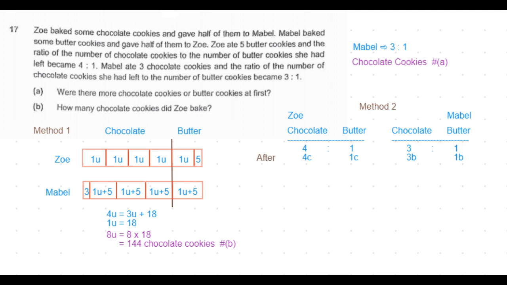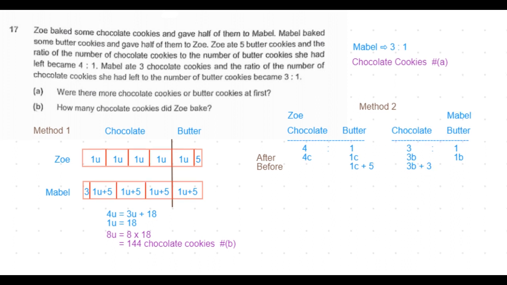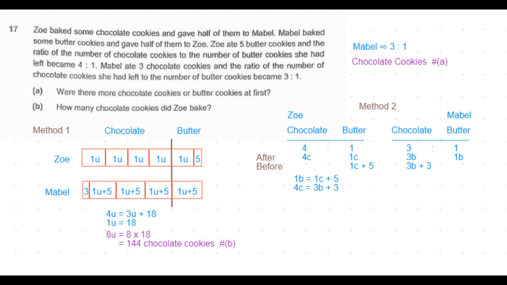So before Zoe ate her 5 butter cookies, she would have had 1C plus 5 butter cookies. And Mabel, before she ate her 3 chocolate cookies, would have had 3B plus 3 chocolate cookies. But both of them had the same number of butter cookies to start with. So 1B is equal to 1C plus 5. Similarly, both of them had the same number of chocolate cookies. So 4C is equal to 3B plus 3.